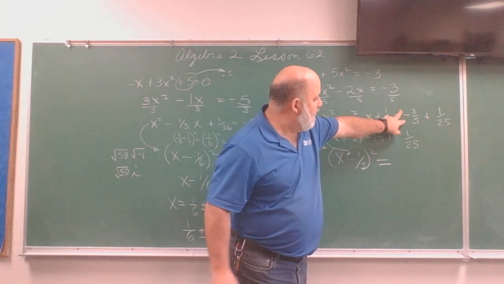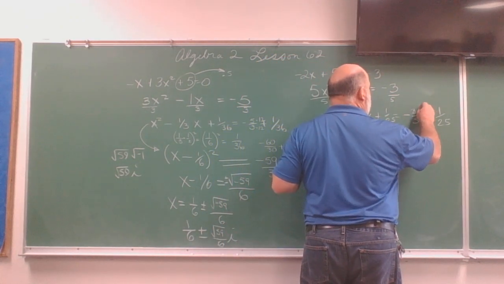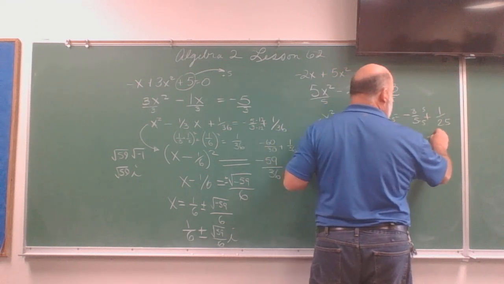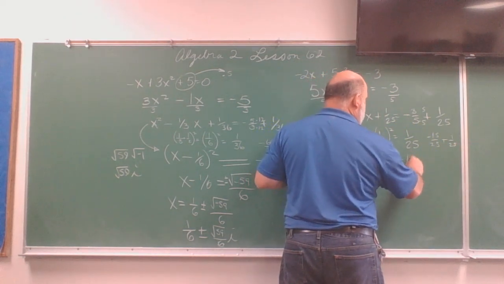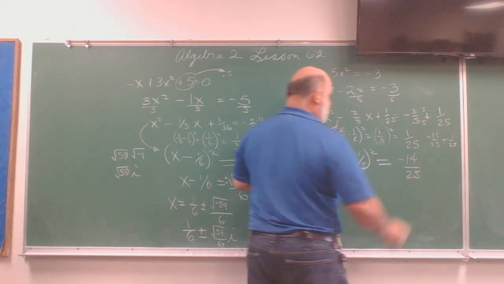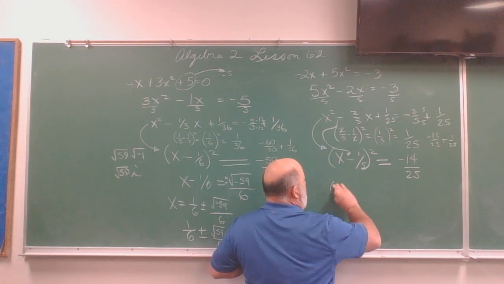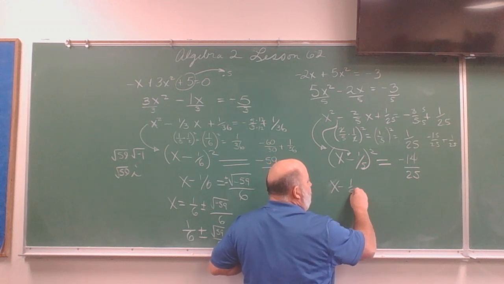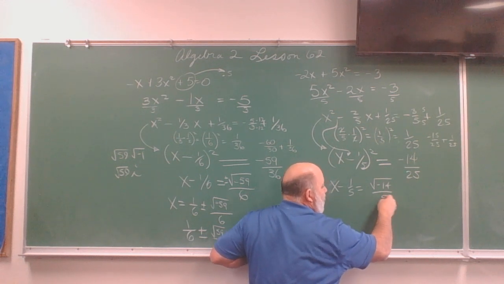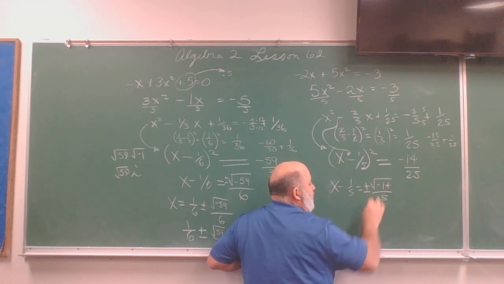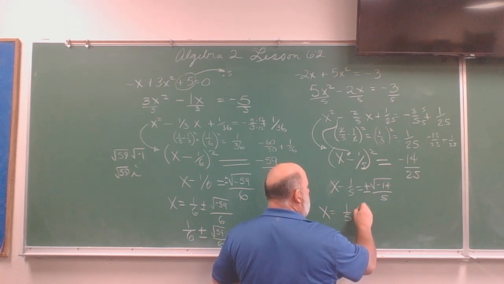Up here, I have to combine these two, the negative 3/5 and the 1/25. I need a common denominator. 5 and 5. I've got negative 15/25 plus 1/25. That gives me negative 14/25. Down here, take the square root of both sides. X minus 1/5 equals the square root of negative 14 over the square root of 25, which is 5. Forgot my plus or minus again. Add 1/5 to both sides.